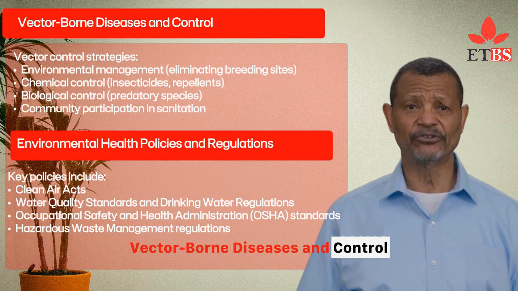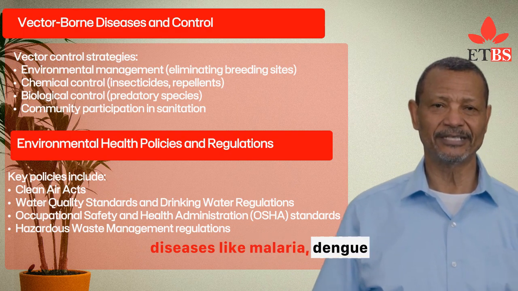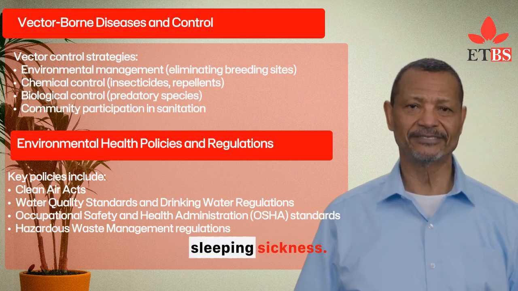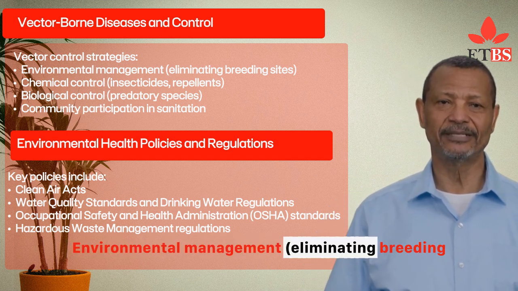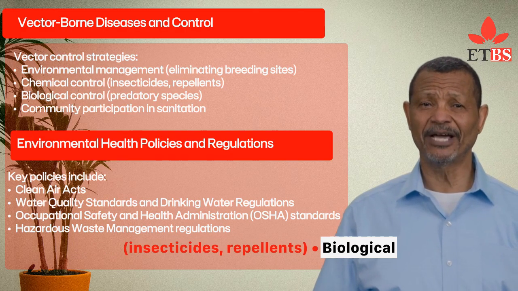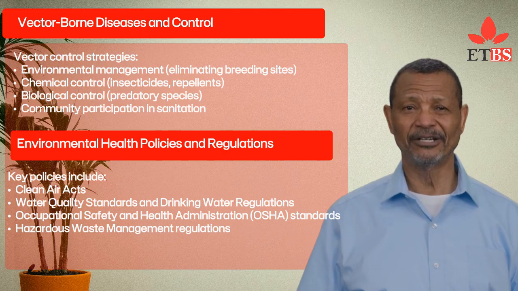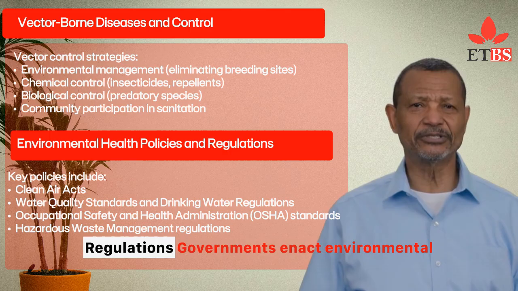Vector-borne diseases and control. Vectors such as mosquitoes, ticks, and flies transmit diseases like malaria, dengue fever, Lyme disease, and sleeping sickness. Vector control strategies: environmental management, eliminating breeding sites; chemical control, insecticides, repellents; biological control, predatory species; community participation in sanitation.